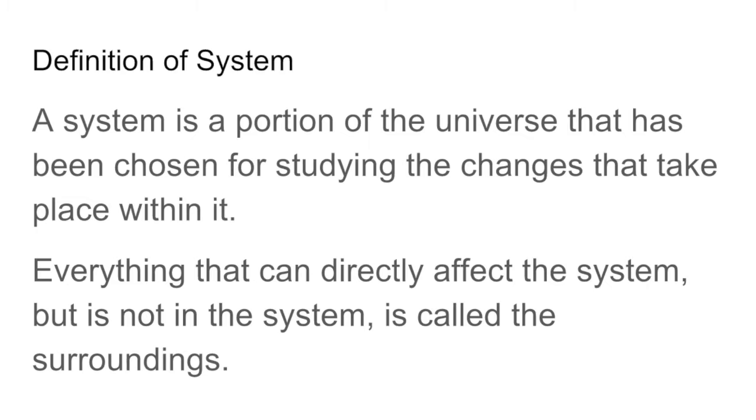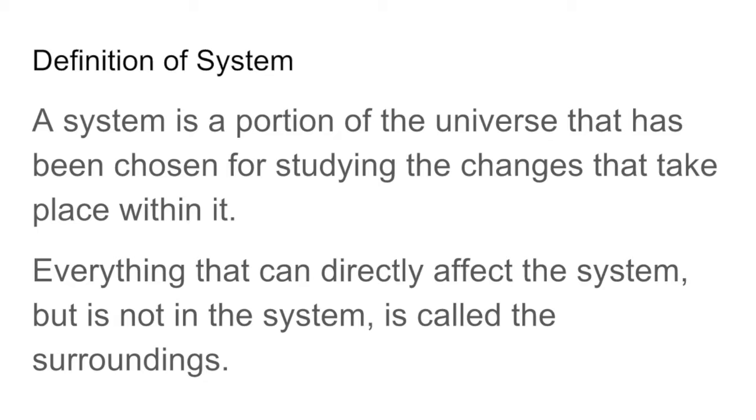So now I have a definition for you. A system is a portion of the universe that has been chosen for studying the changes that take place within it in response to varying conditions. Everything that can directly affect the system but is not in the system is called the surroundings.